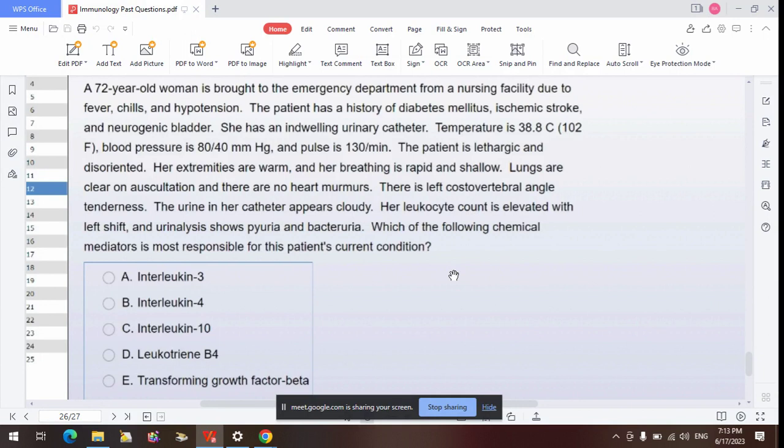A 72-year-old woman from a long-term care facility is evaluated due to fever. The patient has a history of diabetes mellitus, ischemic stroke, and neurogenic bladder. She has a urinary catheter. Temperature is 38.8. Blood pressure is 80/40. Pulse is 130 per minute. The patient is lethargic and disoriented. Lungs are clear on auscultation and there are no heart murmurs. There is left costovertebral angle tenderness. The urine in her catheter appears cloudy. Her leukocyte count is elevated with left shift, and urinalysis shows pyuria and bacteriuria.